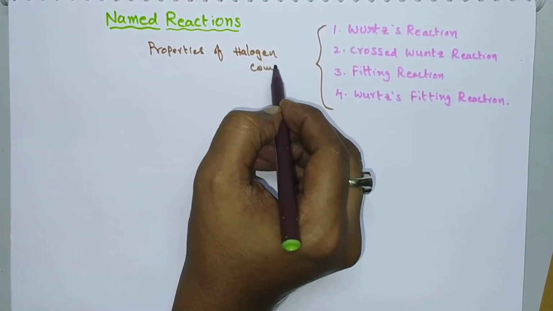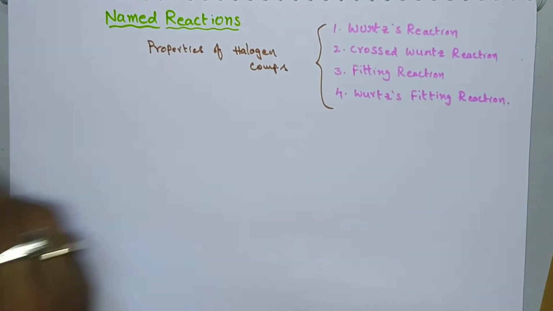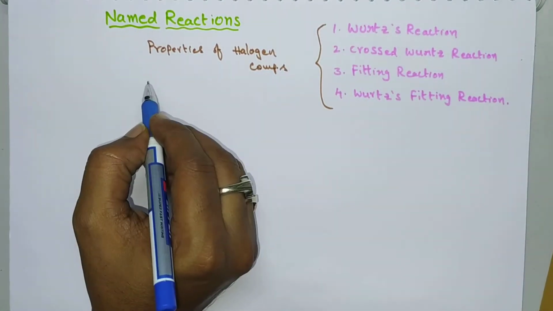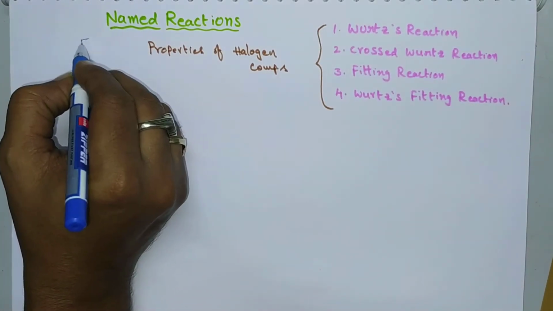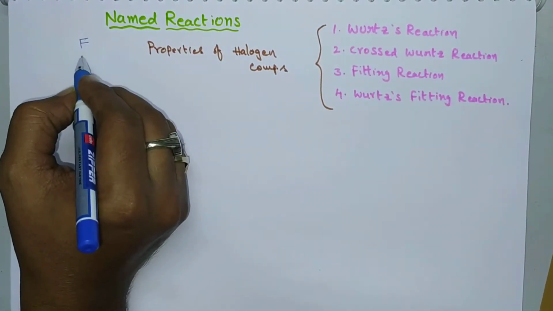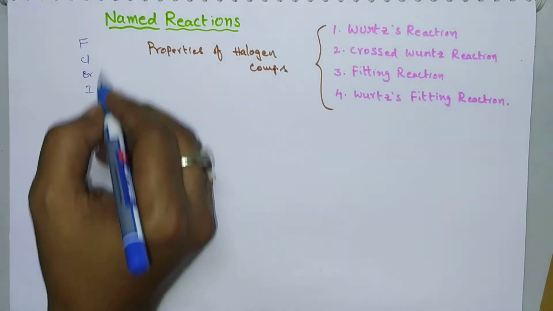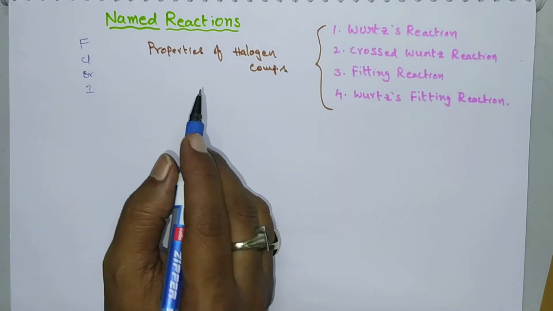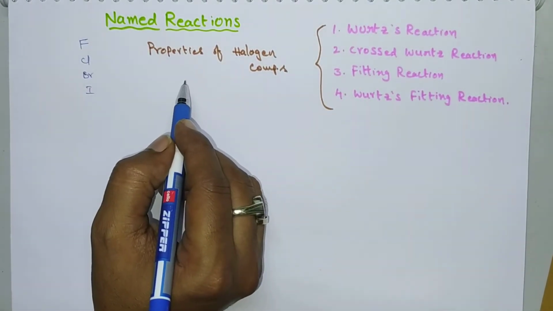You know very well what halogen compounds are. Halogen compounds means the compounds containing at least one halogen atom. The halogens are fluorine, chlorine, bromine and iodine. So the compounds containing at least one halogen atom are called halogen compounds.